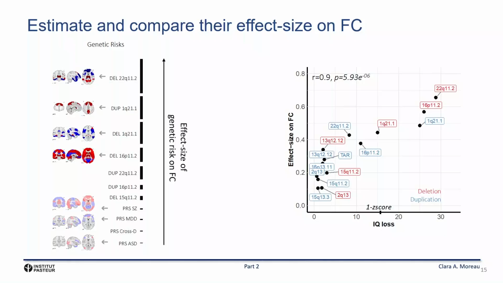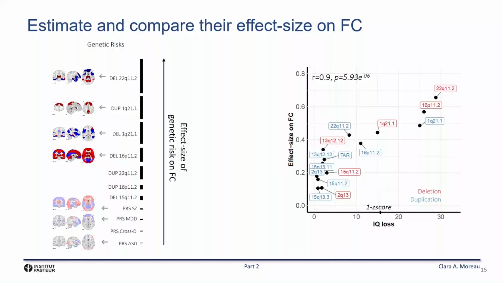So first, we characterized the impact of our genetic risk on connectivity. On the left side, we only kept the CNVs with higher effect size, with connections that survive FDR. As you can see, you have a higher impact for the 22q11.2, but we know that the deletion at the 22q11.2 is the highest risk for schizophrenia.